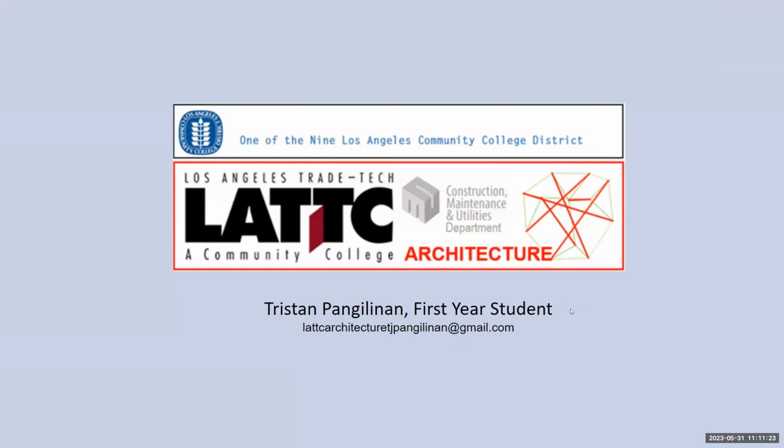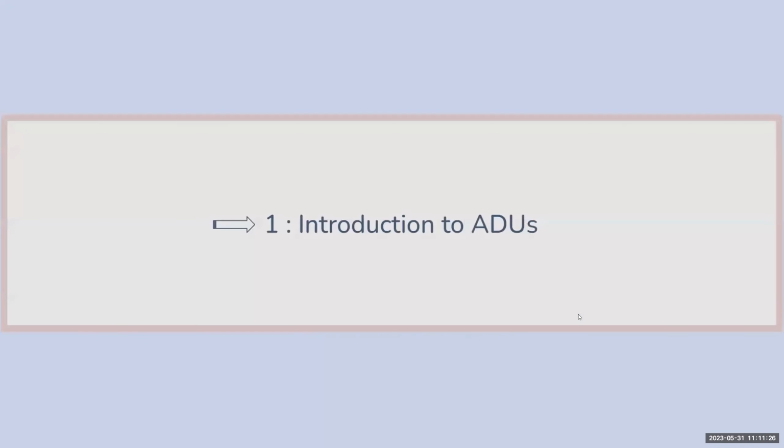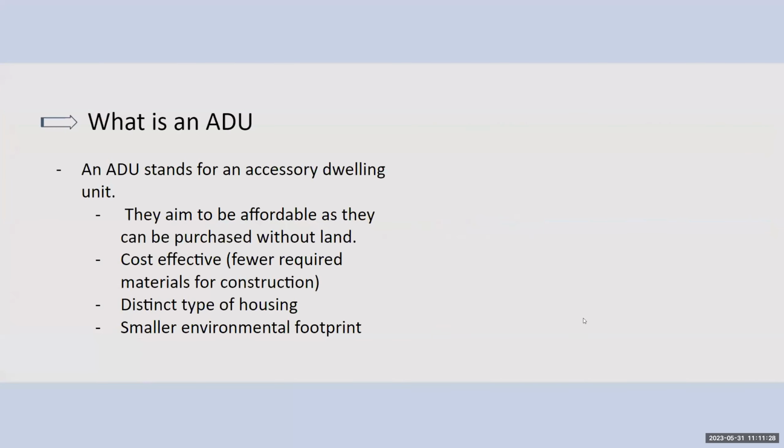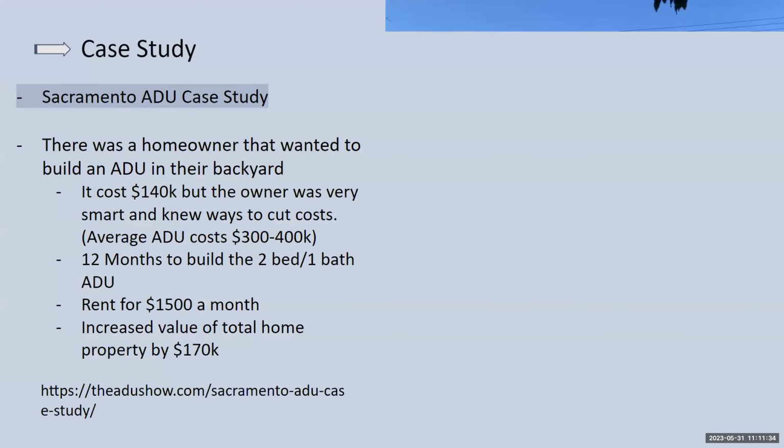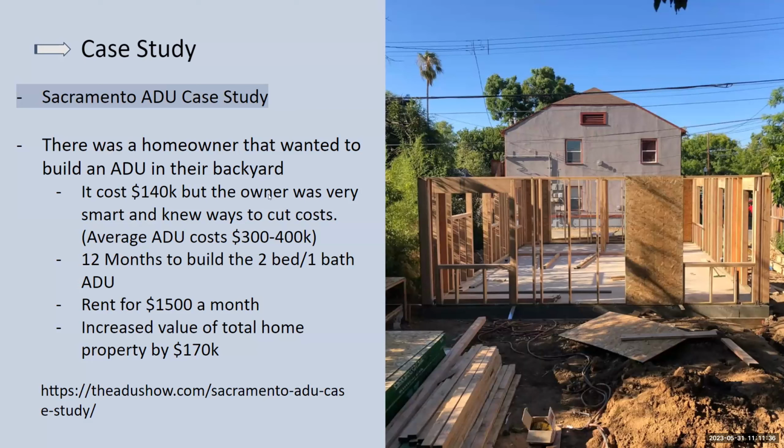All right, good morning. This is my final project for this class. So, intro to ADUs, I will skip over this a little bit because my other classmates explained, but I will explain the case study I did. So basically there was an ADU in Sacramento and the homeowner wanted to put an ADU in their backyard. It cost them around $140K because the owner knew how to cut costs, but the average ADU nowadays costs $300,000 to $400,000. It took them 12 months to build a 2-bed and 1-bath ADU.